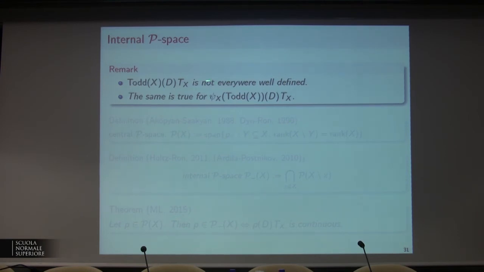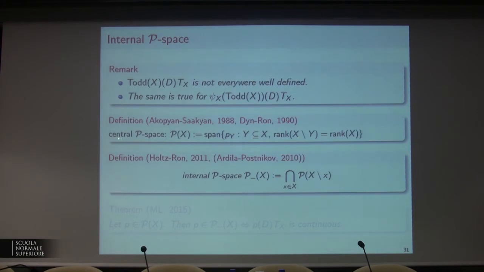Yeah, the other thing that I don't like about the Todd operator is that when we apply it to the spline, it's not always well defined. And projecting doesn't help. But what one can do, let me remind you, we had this central P space, and then we had this internal P space, which is a subspace. And then one can show that if one takes a differential operator in the central space, it leaves the spline continuous if and only if it is contained in the internal space.